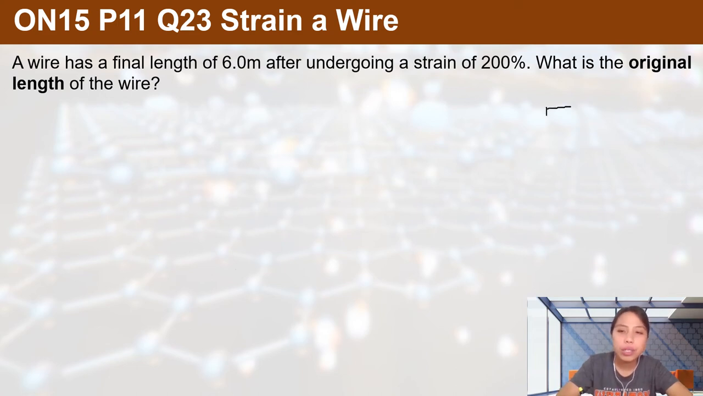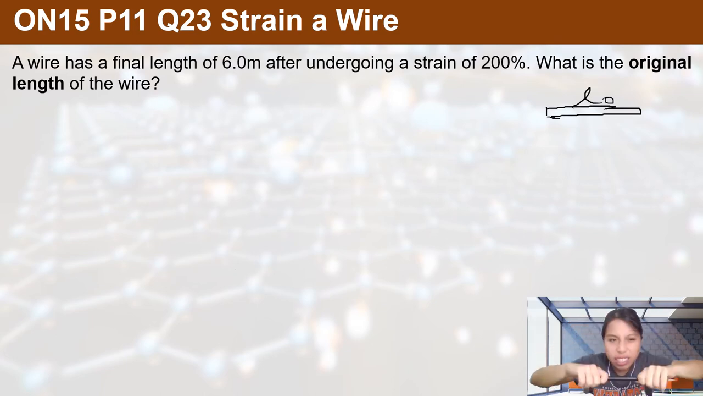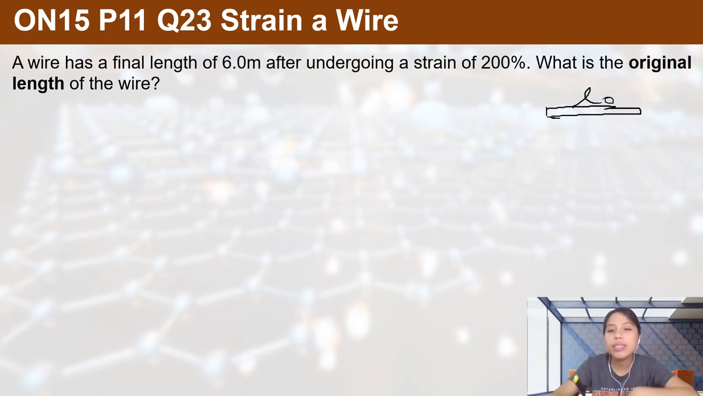So you have some original wire. I'll call this L0. Okay. Then now you apply a force on both ends, you pull it. Or you could be pushing it. But for a wire, usually you pull. So you pull it. Then you extend, become longer already.